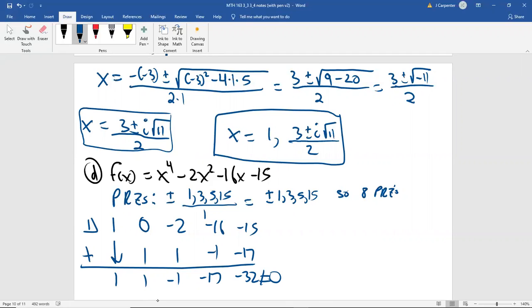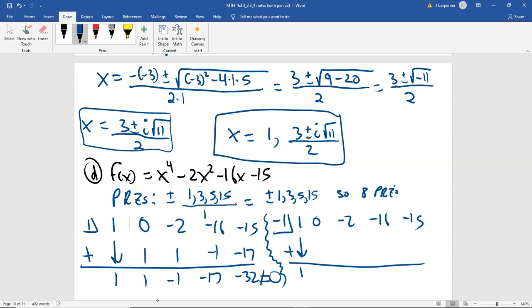So positive 1 is out. It is not a 0. It will not work now. It will not work later, so we don't have to try it again. Let me just kind of separate this like that. So let's try negative 1. And then same numbers to the right, 1, 0, negative 2, negative 16, negative 15. Some space, plus sign.